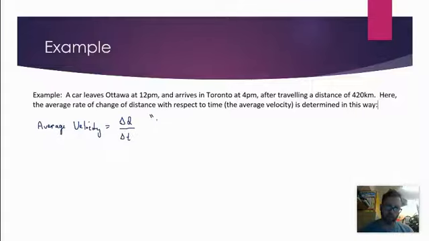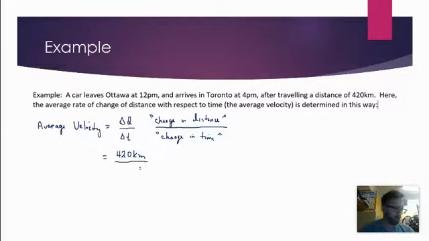Remember, delta just means change. So this is change in distance all over change in time. That Greek letter delta is just a nice way of saying change, and it minimizes your writing. And here we have the change in distance was 420 kilometers. And this happened over a course of 4 hours. And 420 divided by 4 is 105. And the units of rate of change here would be kilometers per hour.